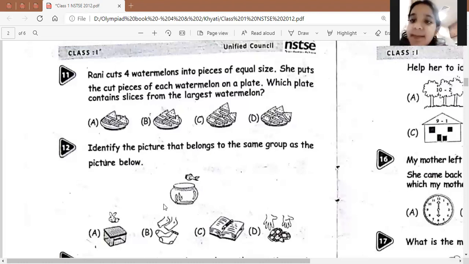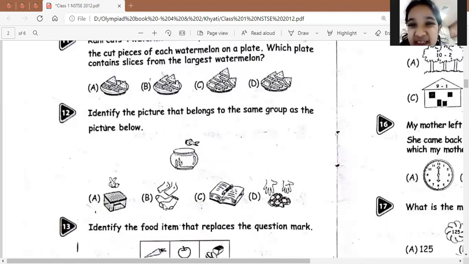Next, 12. Identify the picture that belongs to the same group as the picture below. Ma'am, is that a fish? Yeah. D is the hands and gloves, the hands and cloth. But ma'am, I thought it was a fish. That was a turtle. Yeah, so this is a fish. So are there any same groups? A? Yeah, answer is A.